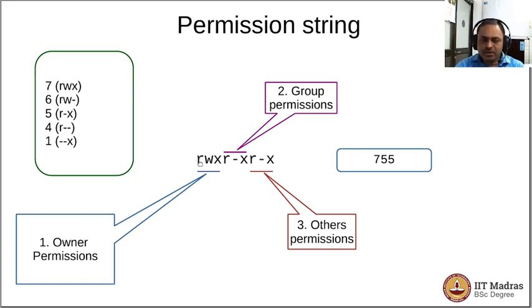So if you take 4, it means you are giving read permission. If you are writing 5, that means you are giving read and executable permission. And if you are giving 7, you are giving all three permissions. Okay, so the details are here.